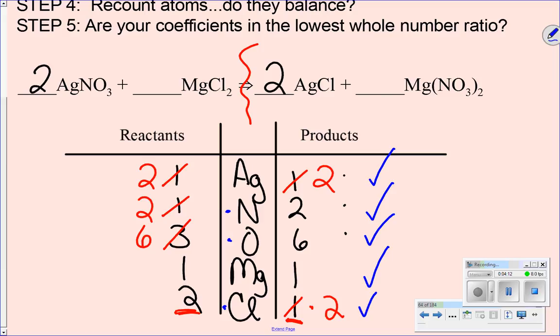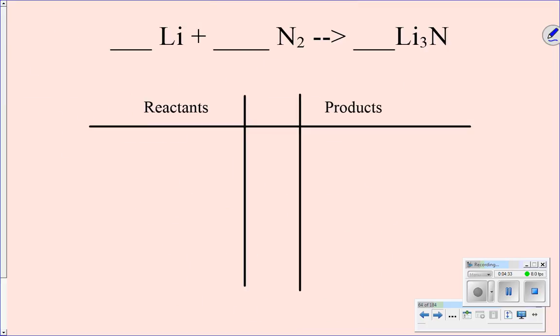This equation is balanced. The last thing I want to do is make sure my coefficients are in the lowest whole number ratio. This is 2. My coefficient in this term is actually an invisible 1. Coefficient in the next term is 2. And my coefficient in the last term is 1. 2 to 1 to 2 to 1, whole number ratio. Lowest whole number ratio. So let's try this guy.